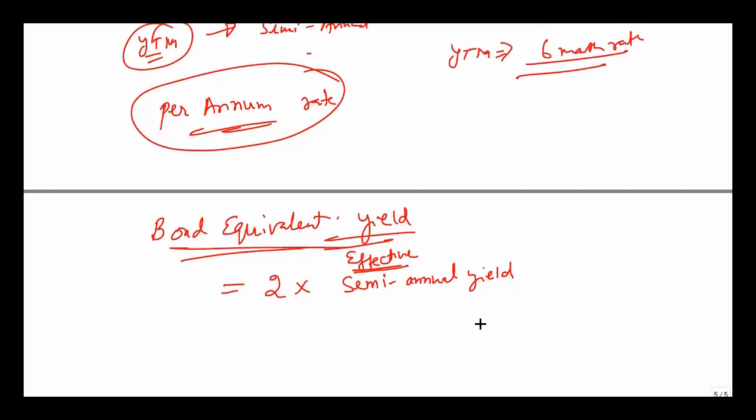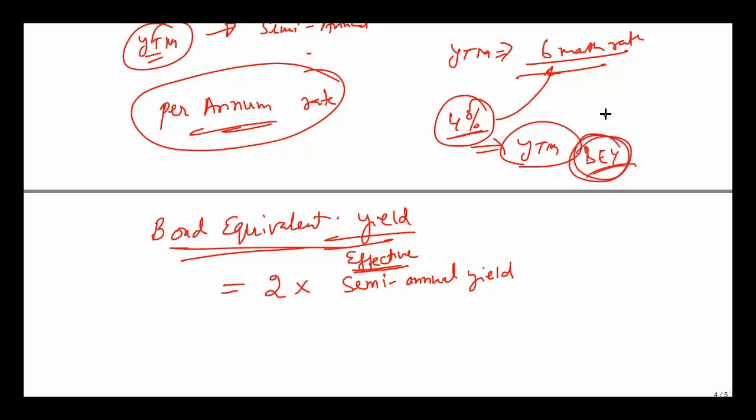Let's say you get a YTM of 4%. That is not the YTM, because this is the 6-month rate. So the actual YTM is expressed on a BEY basis. On a BEY basis it will be 8%.